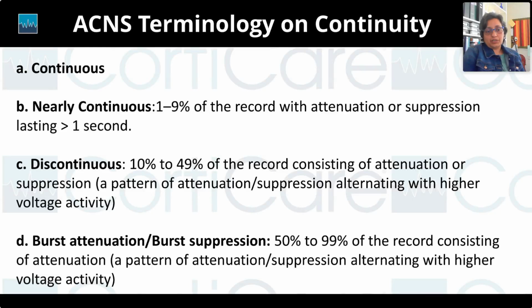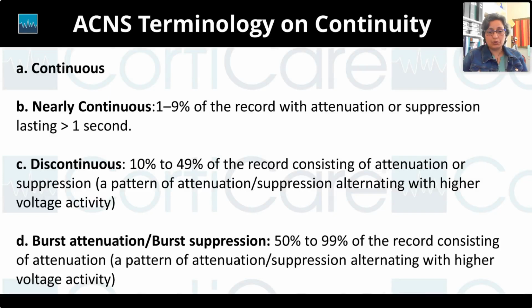What about continuity? There are 4 ways to describe the continuity of the pattern. Either the pattern is continuous or near continuous. I'm going to show you the EEG images, the EEG pictures of this. The pattern is discontinuous, or it is burst suppression or burst attenuation. It depends on what percentage of the record is attenuated or suppressed. So let's look at those images. I'm going to go in reverse.